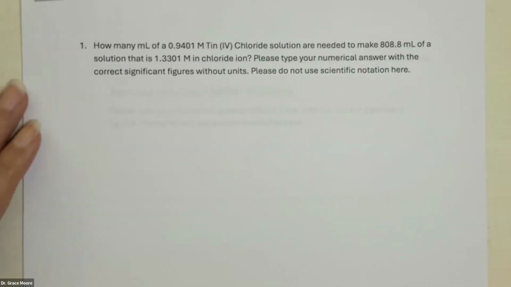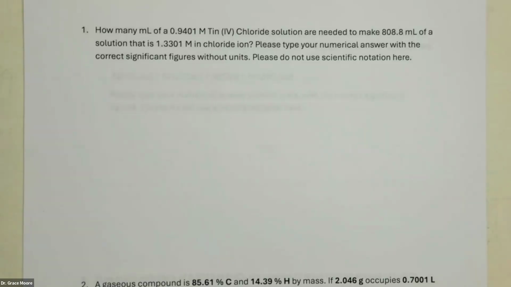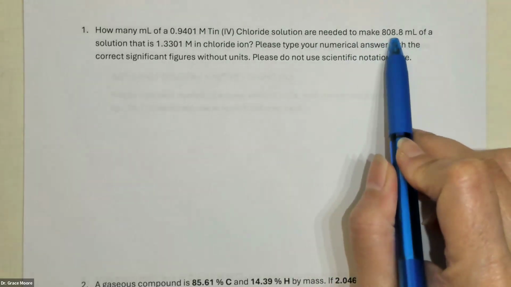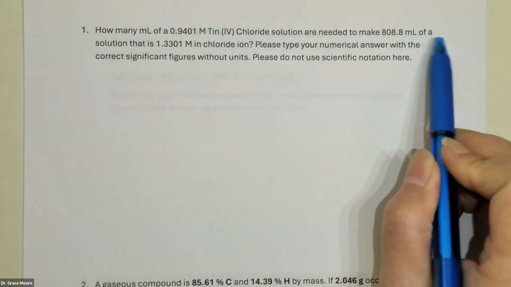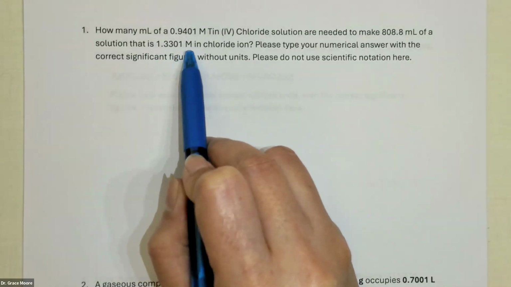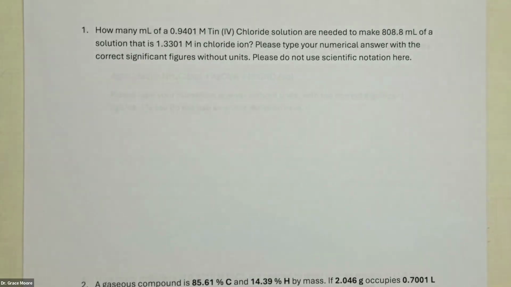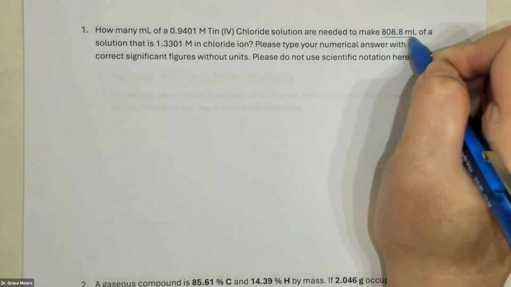All right, we're going to go over some problems for exam 2 review. And the first problem says, how many mLs of 0.9401 molarity tin(IV) chloride solution are needed to make 808 mLs of a solution that is 1.3301 molarity in chloride ion?